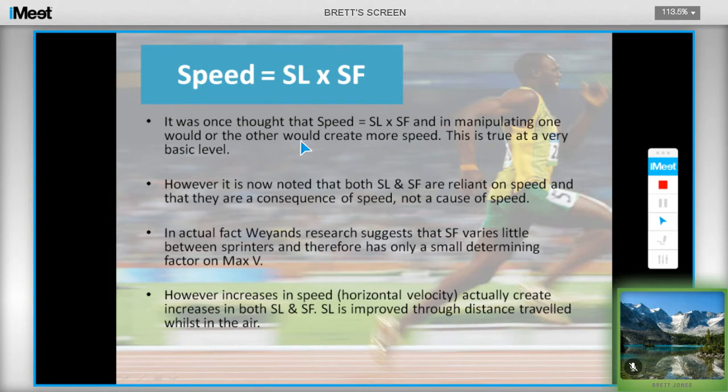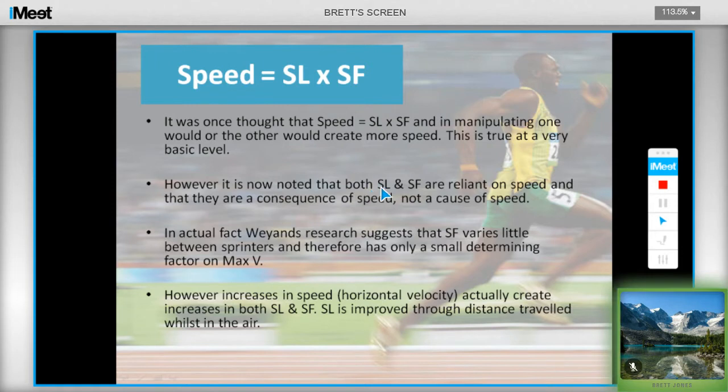And I guess in a relationship sense, this is true and accurate, but only at a basic level. If we influence one, yes, we do get an increase in speed. If we increase the other, yes, we also get an increase in speed. But the relationship probably isn't as straightforward as what the equation is written.